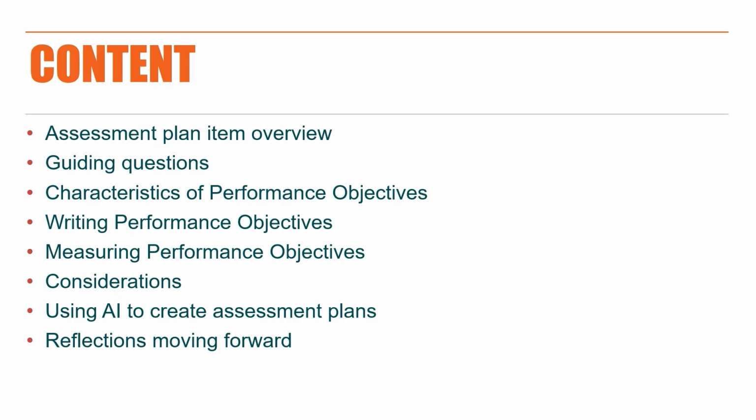From there, we will examine guiding questions for writing performance objectives, the characteristics of strong objectives, strategies for writing them effectively, and approaches for measuring achievement. We will also review important considerations to keep in mind throughout the process and explore how AI can be used as a supportive tool when developing assessment plans. The video will conclude with reflections on effective performance outcomes assessment and its role in continuous improvement.